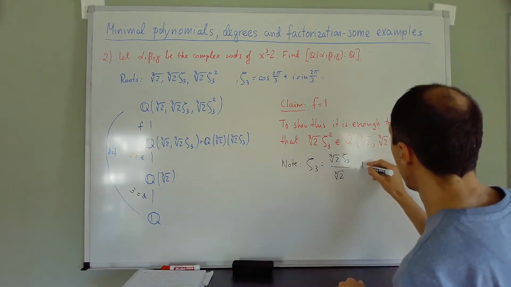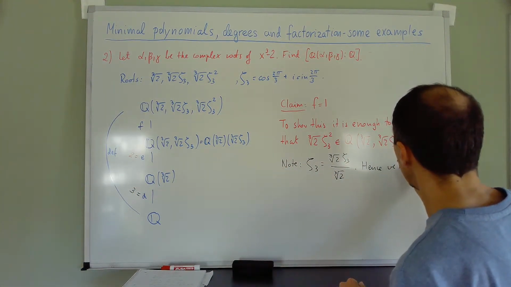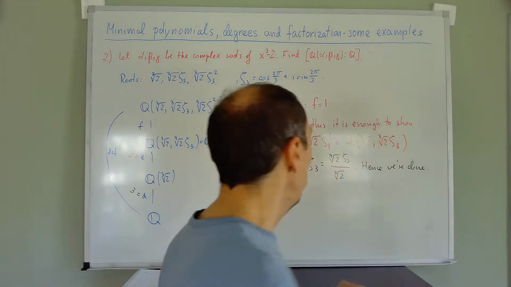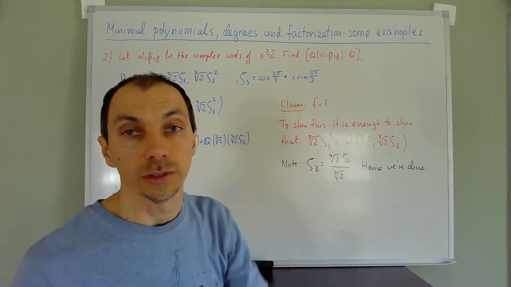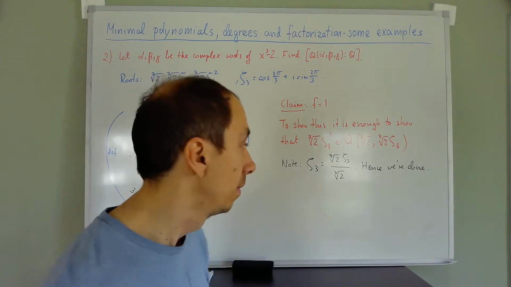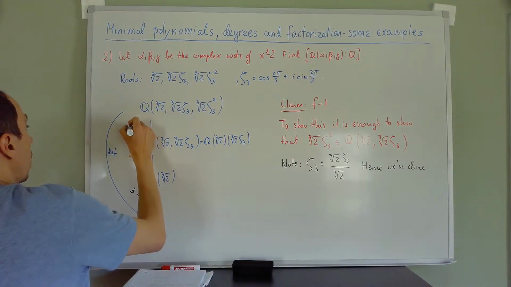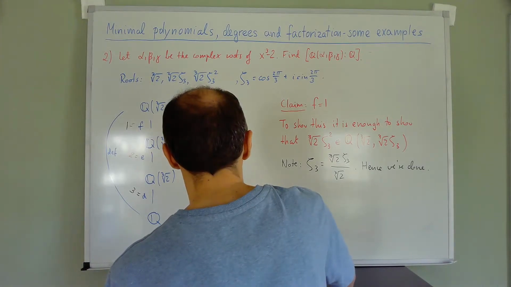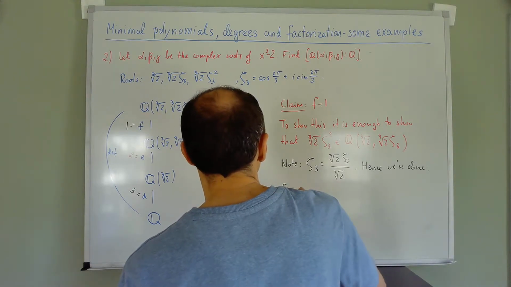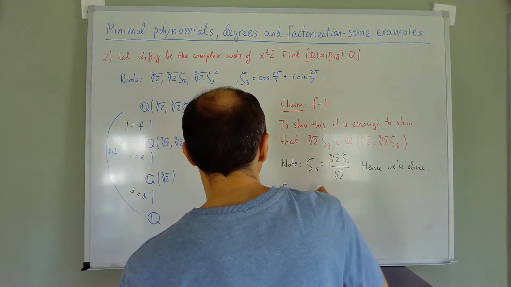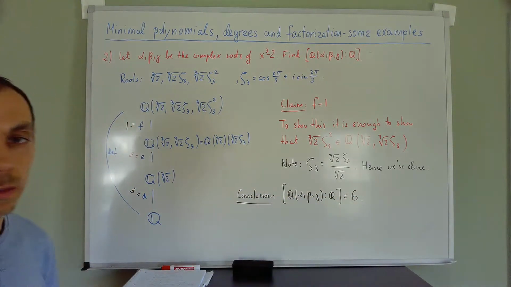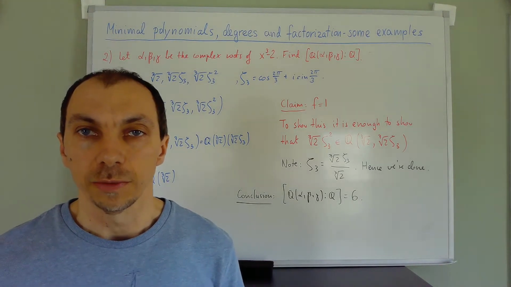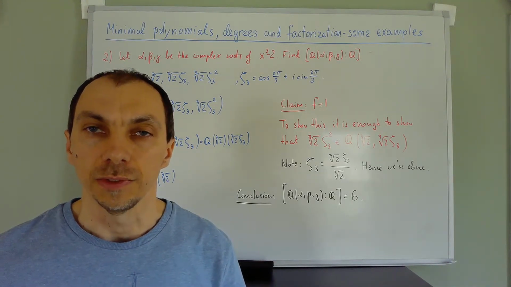Well, hence we're done. Because once I know that zeta 3 is here, and I also know that cube root of 2 is here, then this thing is also there, because in a field I can definitely multiply. So F is 1. So conclusion. This degree is 6. So when you adjoin all the roots of this polynomial x cubed minus 2, you get an extension of degree 6.